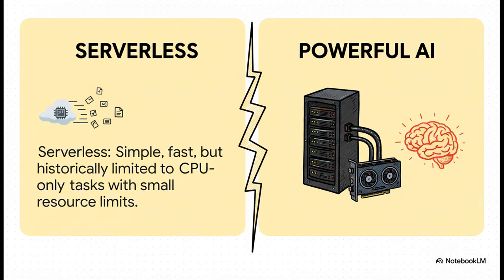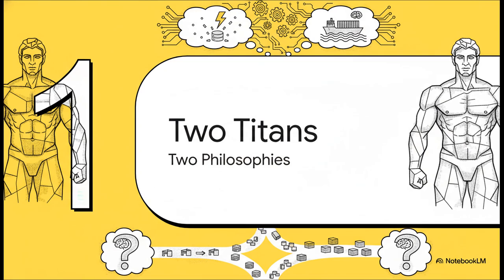Until now, that is. And this is where our two titans, AWS and Google Cloud, step into the ring. Now, both of them have managed to crack the code, but, and this is the fascinating part, they've done it in completely different ways, and those differences reveal two very distinct philosophies about the future of cloud computing itself.